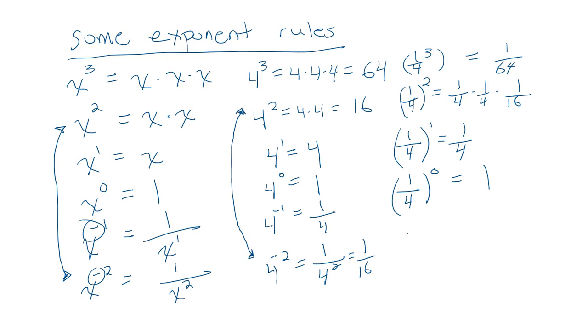How about 1/4 to the negative 1? Well, I see that negative sign. I write 1 over 1/4. Well, that is the same as taking 1 and multiplying by the reciprocal of 1/4. It's the same as taking 1 and multiplying by not 1/4, but 4/1, which of course is just 4.